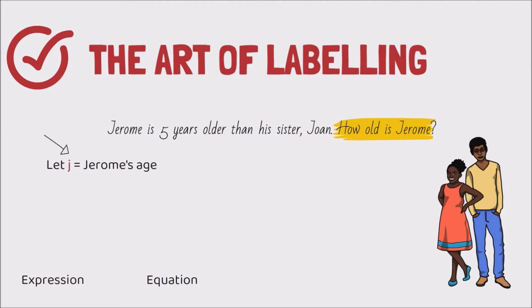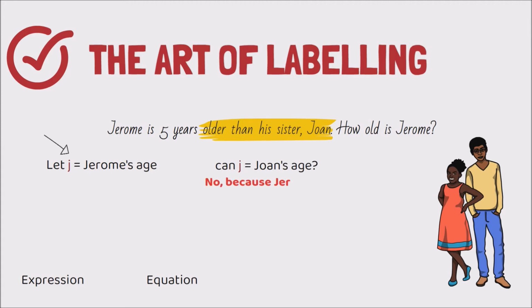Now the next thing is to figure out whether there are any other variables and whether they are like or unlike variables. So by looking at the question, what else is an unknown in the question? That is Joan's age. We don't know how old Joan is, right? Would this be considered a like or an unlike variable? Meaning, can we use the same letter J to represent Joan's age? We can't, right? Because J already represents Jerome's age. So this would be considered an unlike variable because Jerome's age is different from Joan's age. And so we have to label it differently.